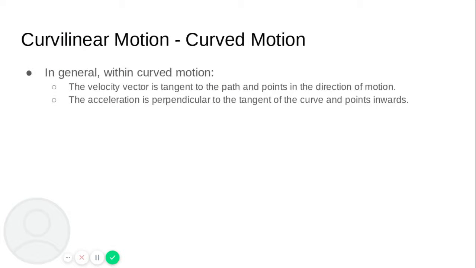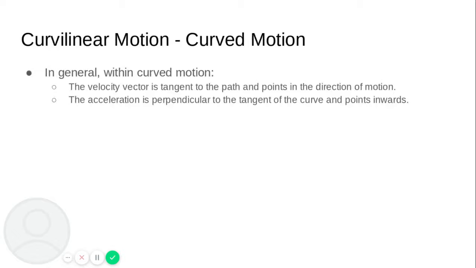So today we're going to talk about curvilinear motion. Curvilinear motion is simply curved motion, so it's motion that doesn't act in a straight line. In general, within curved motion, the velocity vector is tangent to the path and points in the direction of motion. The acceleration vector is perpendicular to the tangent of the curve and points inwards.